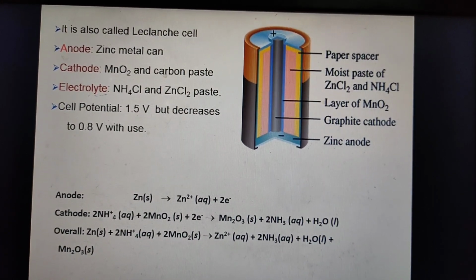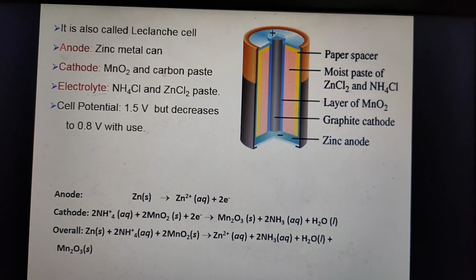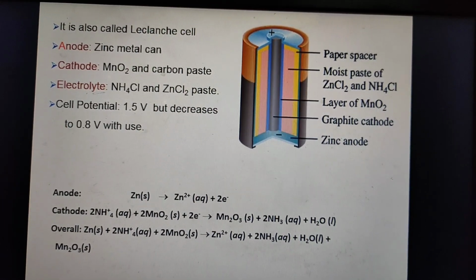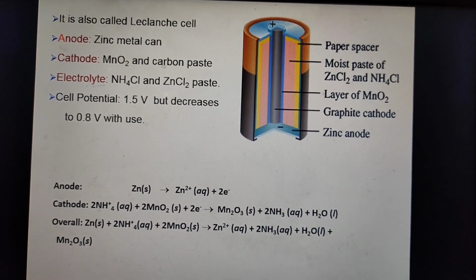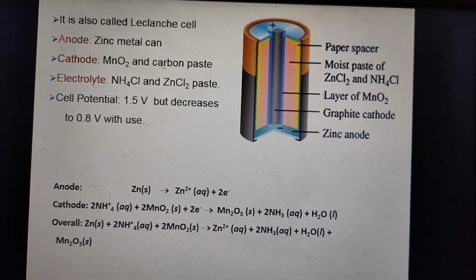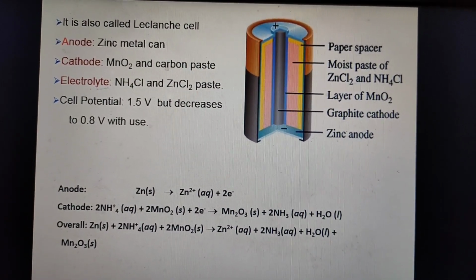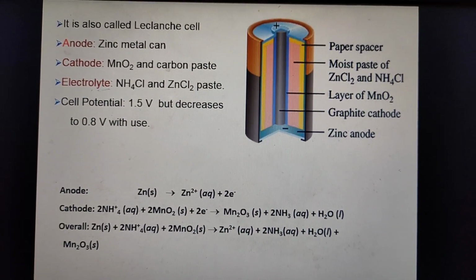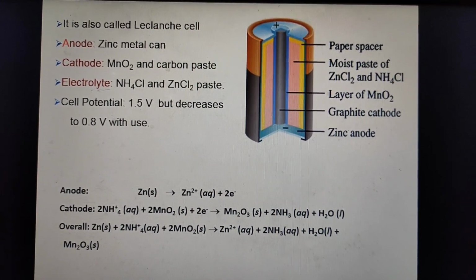Now what is the overall reaction? Zinc solid plus 2 NH4+ aqueous plus 2 MnO2 solid gives Zn2+ aqueous plus 2 NH3 aqueous plus H2O plus Mn2O3. Now the ammonia formed here, the aqueous ammonia molecules, react with the zinc ion to form a zinc ammonium complex. So after some time, the moisture formed will dissolve the complex, and you know that dry cell batteries leak out.